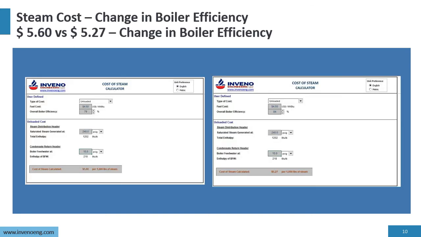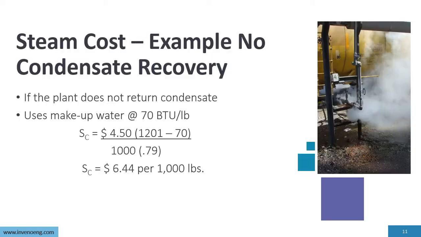Now, adjusting the fuel air ratio, making the boiler more efficient. If we do that, we're still at $4.50 and 79 percent, and our fuel cost is $5.60. But I adjust the burner fuel air ratio, and I get the boiler efficiency up to 84%, and that will reduce my steam cost down to $5.27. So my point is the boiler should be checked for combustion efficiency at least every 6 months, or really every 3 months.